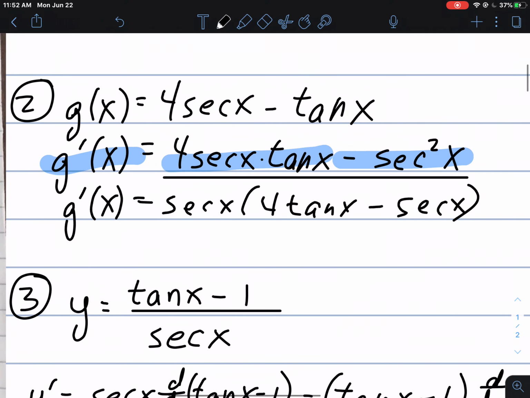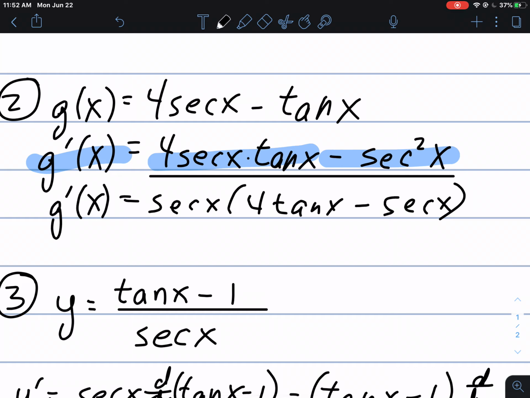Number 3, I've got y equals tan x minus 1 over secant of x, a nice quotient. And we've already mentioned with quotients, you could use quotient rule here, or could I possibly rewrite the function into a different form and use a different process? So again, I'm going to do this in 2 different ways just to show you the difference. So let's go with quotient rule first, the way that it's written.